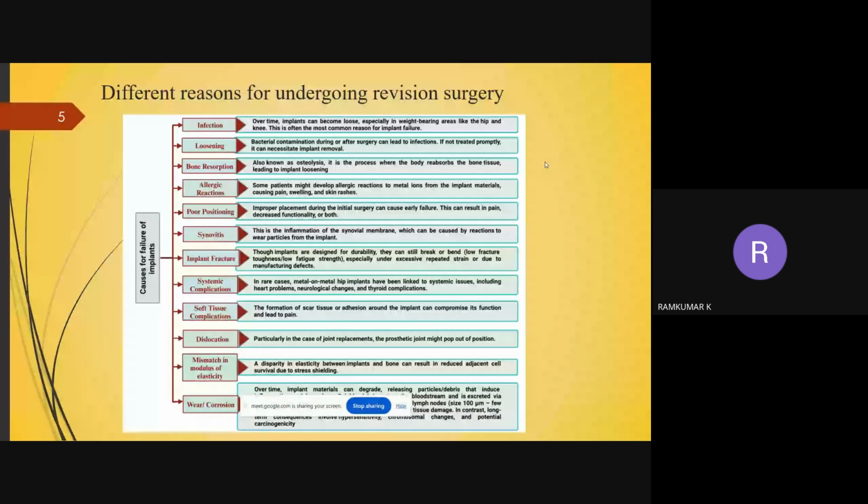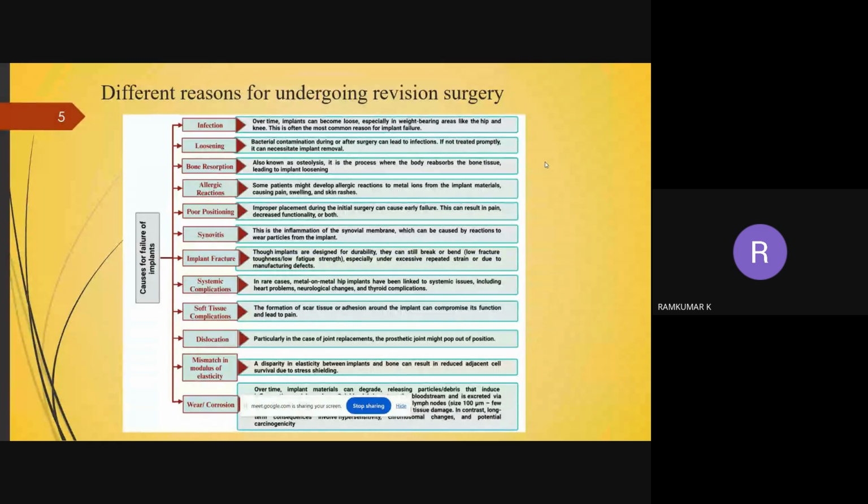Infection is nothing but bacterial contamination. After surgery, if infection happens, we again have to remove the bone or whatever part you are implanting. After that, loosening. Over time, if we give more stress to the implant, it will get loosened. The next one is bone resorption. Bone resorption is nothing but the density of the bone getting reduced.